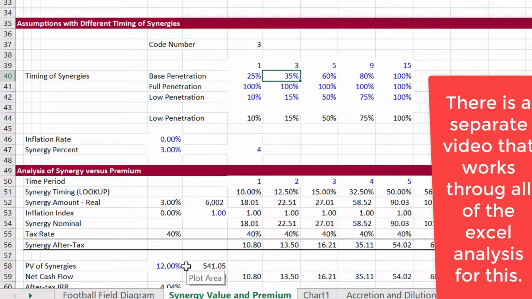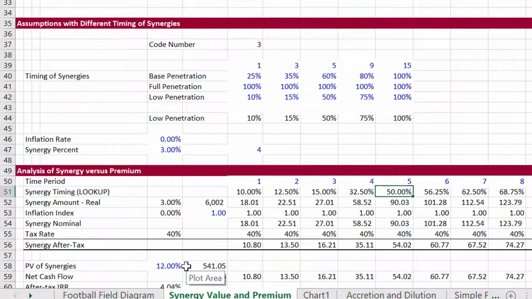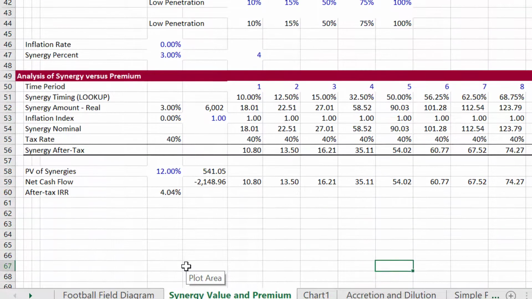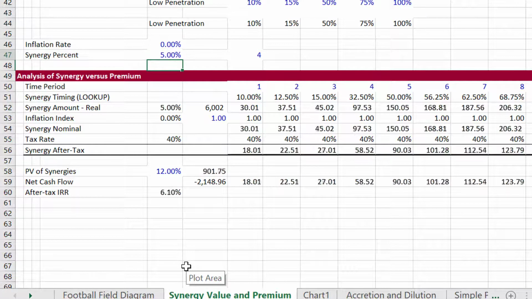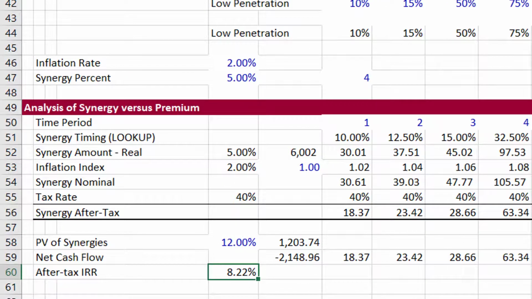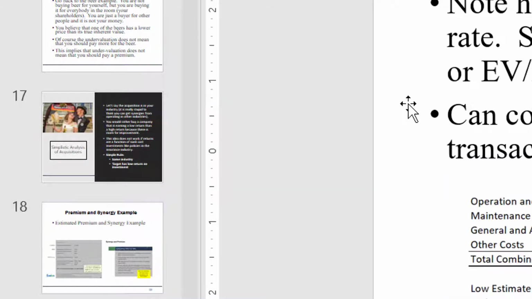Now, in the technical part, I walk through how to do this in a fancier way, where we weight the penetration. We say, we could get it all right up front, or maybe it goes from 25 to 100%. We interpolate and figure the IRR on the whole thing. If you have a synergy percent of 5% and you allow it to grow with inflation a little bit, then you get an IRR in the merger of 8.2%. You have to figure out whether that is worth taking the risk of the synergies. That's kind of 101, rule number one that you should remember about all this.